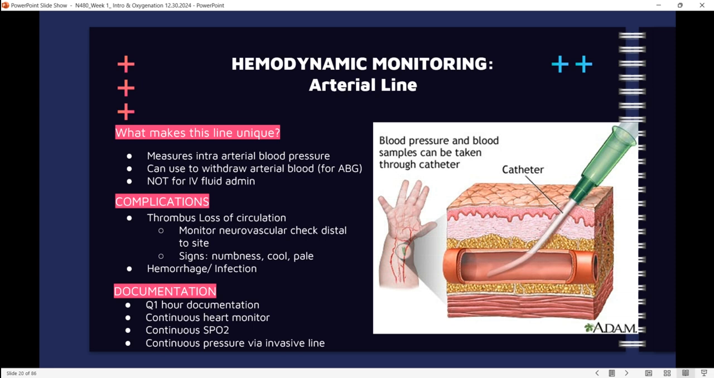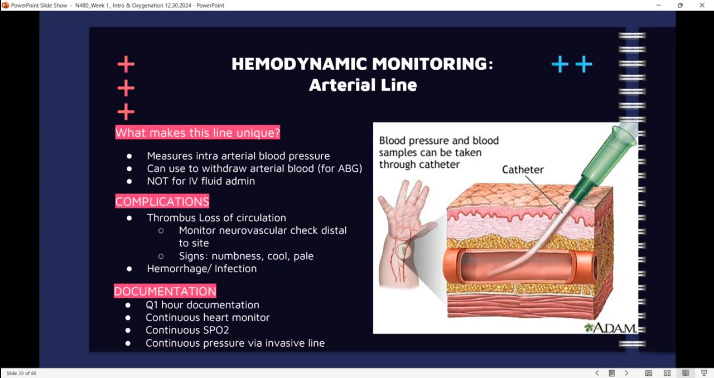And then we do have to worry about infection because it is a line. Anytime we have a line going into the body, there always is an entryway or an open source of infection for the patient. So we want to monitor for signs of infection. And then we do have to worry about bleeding.